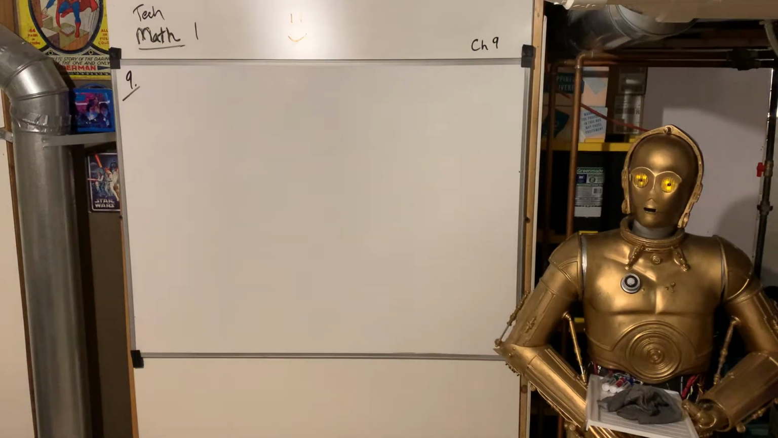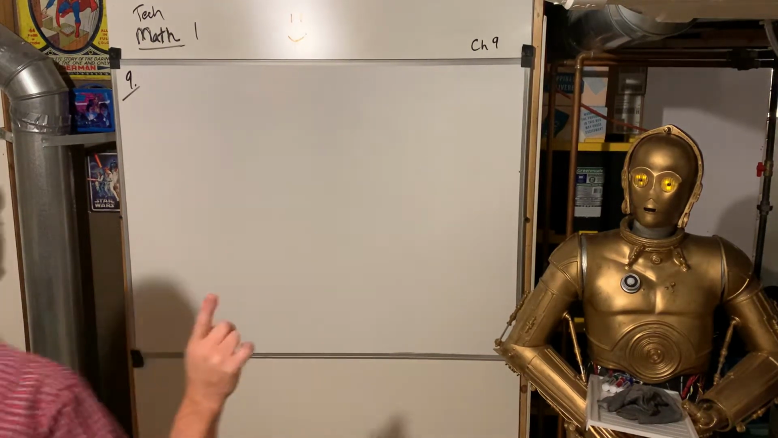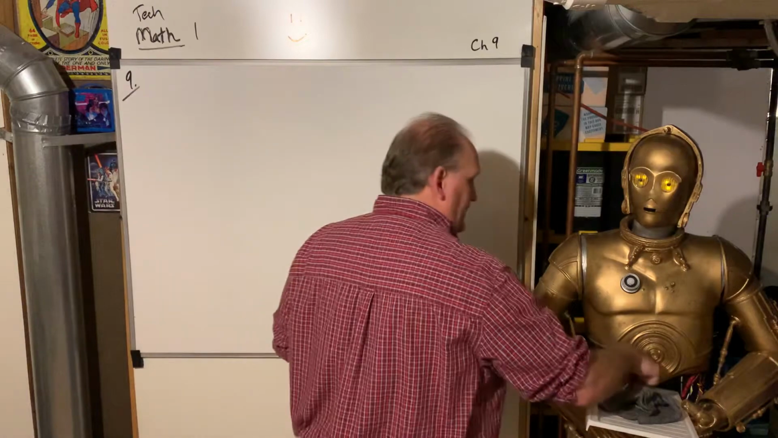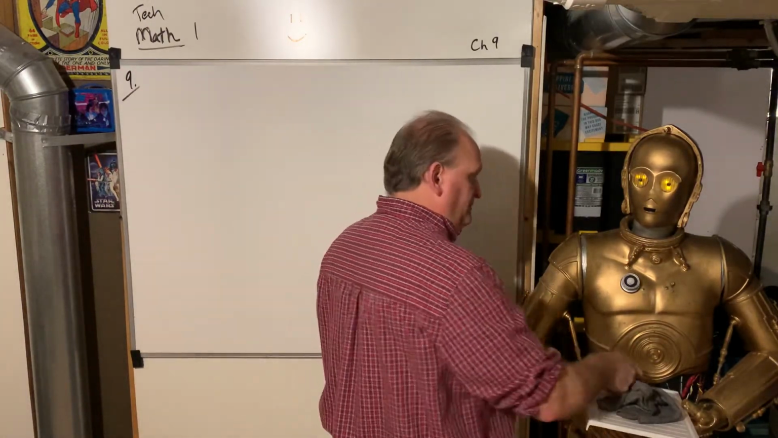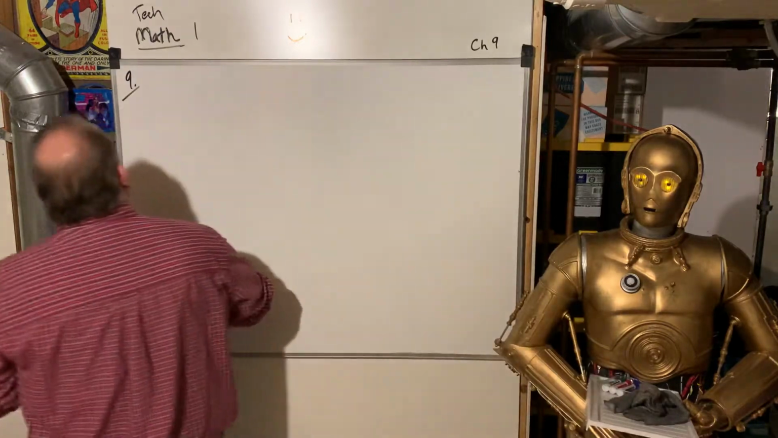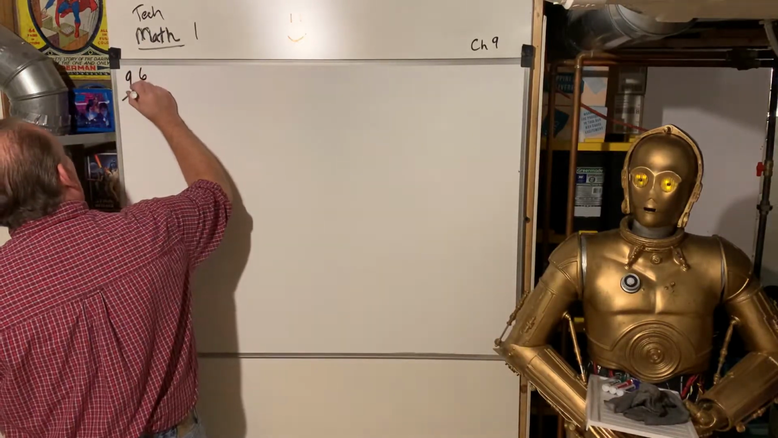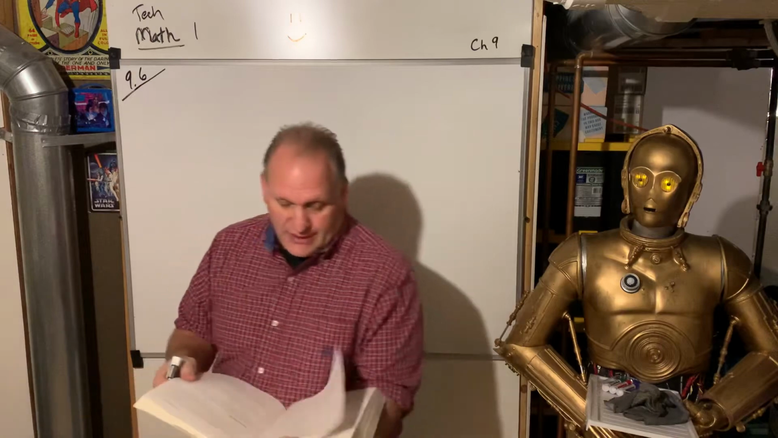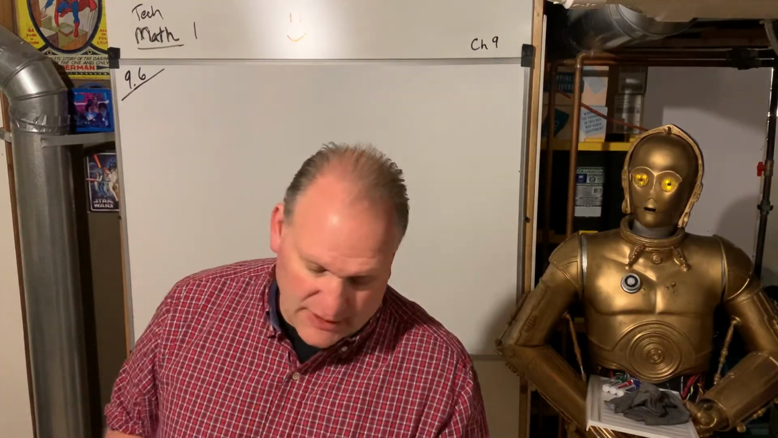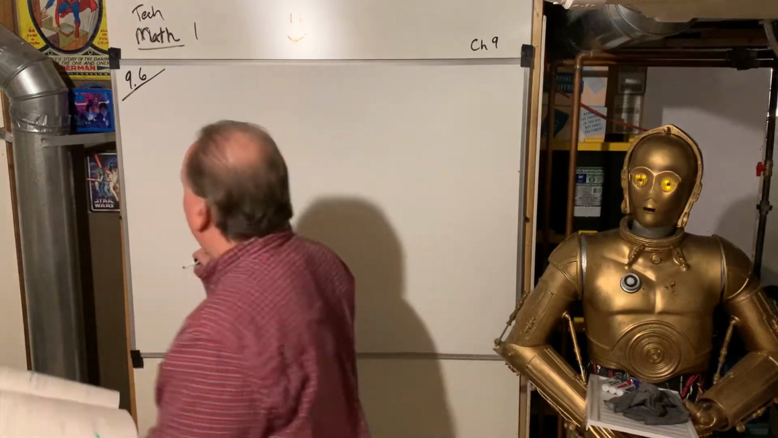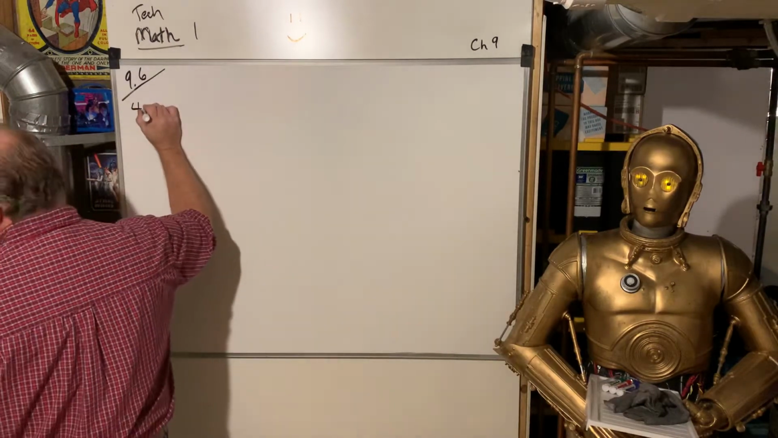Right, we are back. This is Techmath 1. We're looking at 9.6 in the blue book, Chapter 9. So 9.6: additive inverses and addition, subtraction, conversions. Only one problem off in 9.6 here.